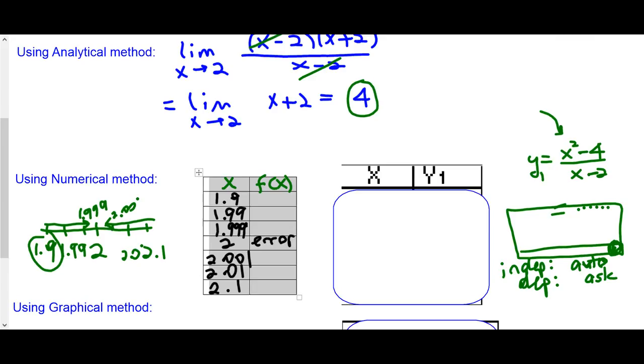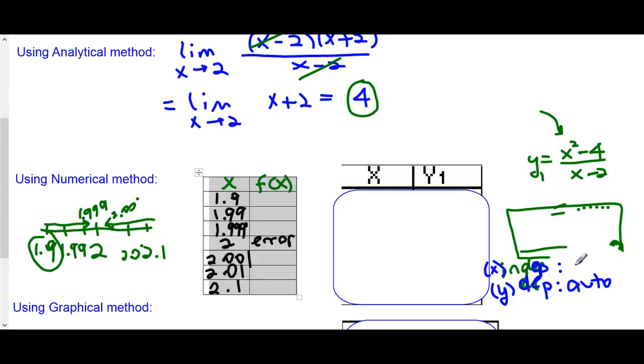Sorry, actually I stand corrected on my description for the calculator. So dependent is really your y variable, and we want that one to be automatically calculated for you. So the dependent one, make that one auto, please, if you want to do it an efficient way of calculating these. And then the independent one, that's your x.